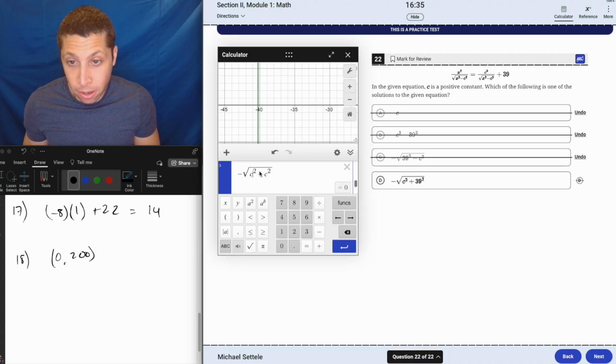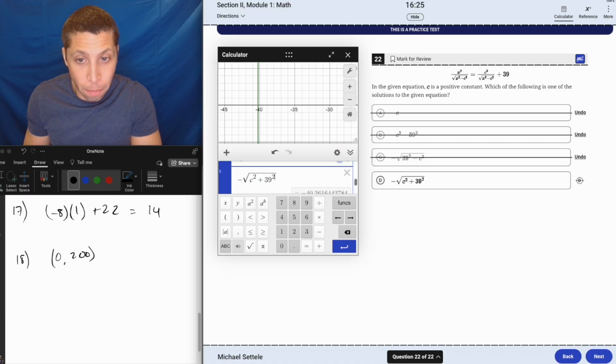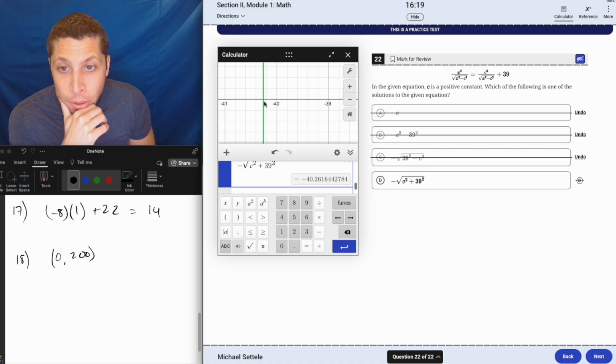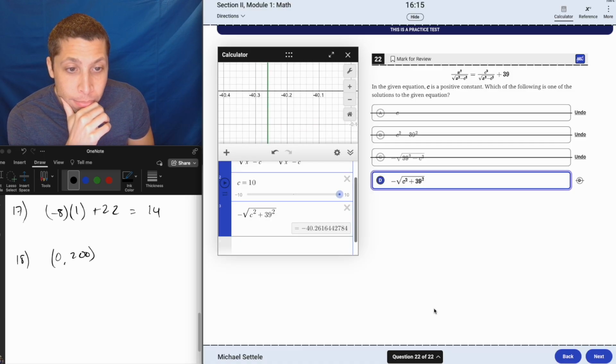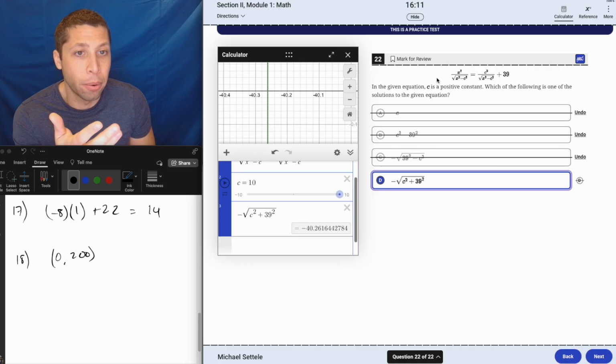And this is negative C squared plus 39 squared. Negative 40 whatever. Yeah, seems good enough to me. 2.6. Yeah, 2 point something. Now, I am sure that there is some sort of insane algebra way to do it.